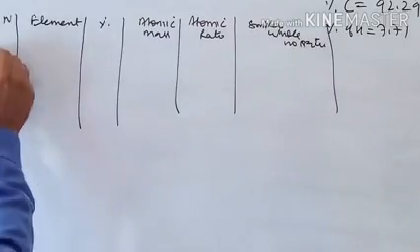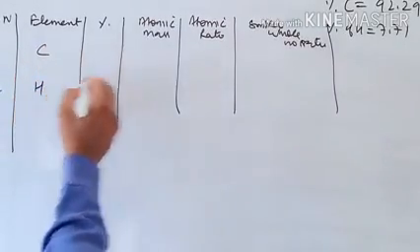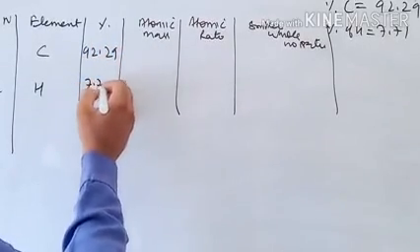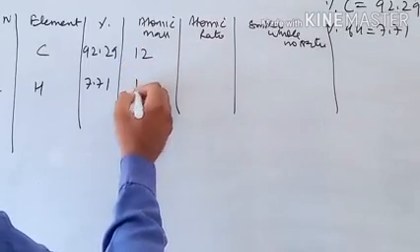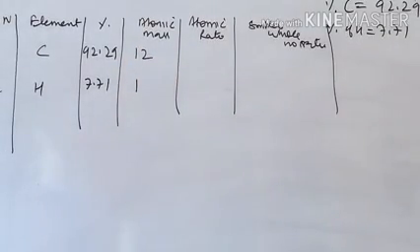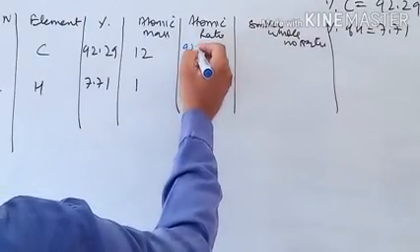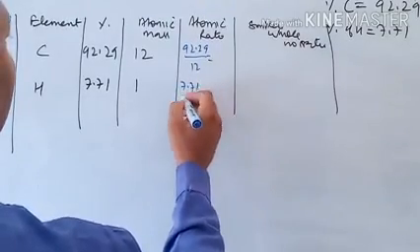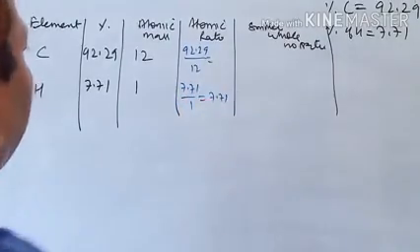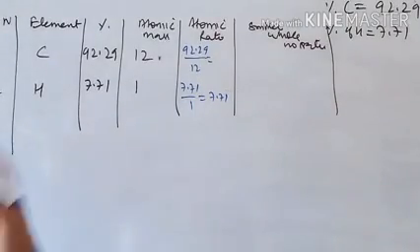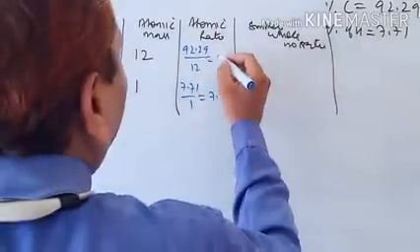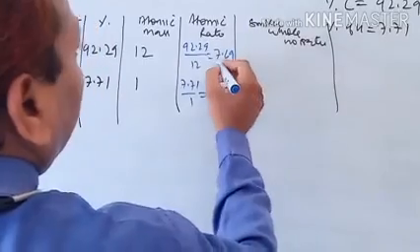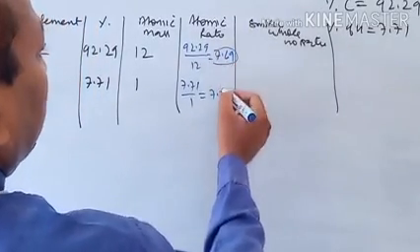So children, first two: carbon, hydrogen, percentage 92.29, 7.71, atomic mass carbon 12, hydrogen 1. Okay, so first calculate the atomic ratio. 92.29 divided by 12 and 7.71 divided by 1. So 7.71 will come. So children, when you divide 92.29 by 12, it will come very close to 7.69. Now, this value is small, this is a large value.